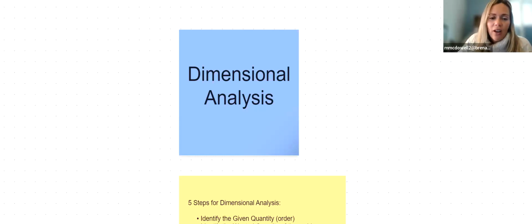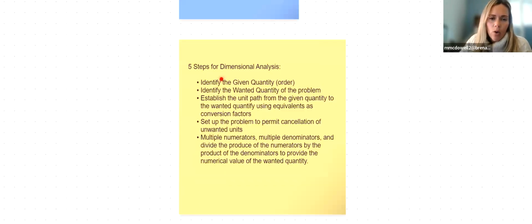So dimensional analysis, there's 5 steps. The first step is to identify the given quantity of the problem. This will make more sense when I give you some practice problems later. In other words, the given quantity can be considered the order. So if the provider orders 325 milligrams of Tylenol, and they're asking you maybe how many milliliters you give, the given quantity would be that order, or where your starting point is.